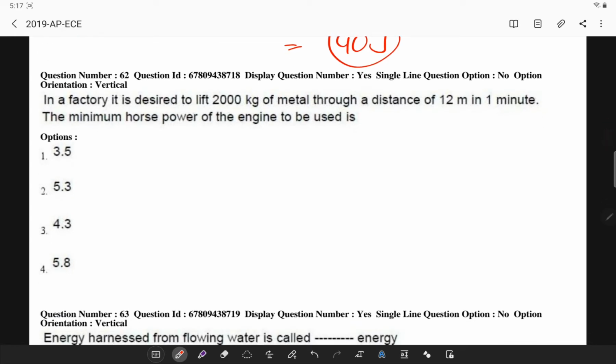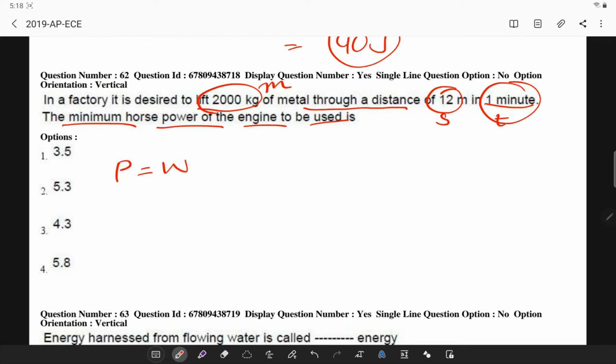So the next question. In a factory, it is decided to lift 2000 kg of metal. So mass is given through a distance. S, the distance, is given, and time is also given as 1 minute. He is asking what is the minimum horsepower of the engine to be used. Generally power has the formula work done by time. So work done is simply force into distance by time, and force is mass into acceleration, which is mass into acceleration into distance by time.